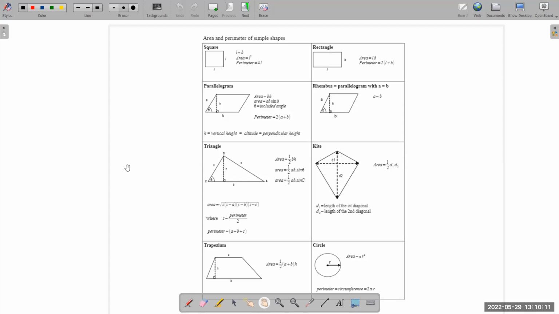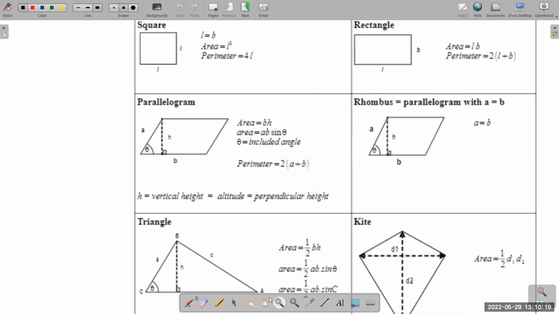All right, so let's get started. First thing first, we must be able to identify shapes and understand what their properties are. So we're going to just get into the basic stuff.